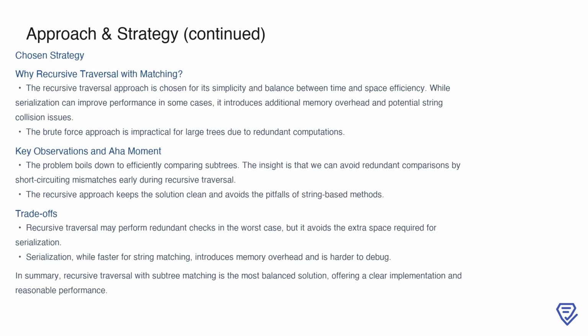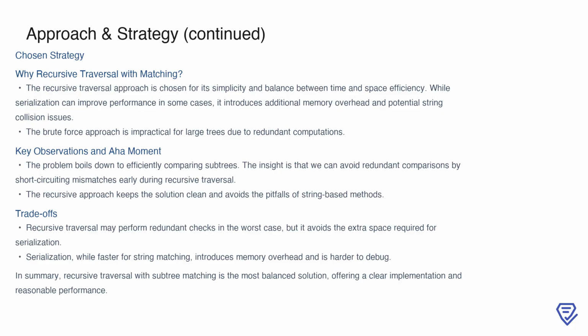After evaluating the various approaches, the recursive traversal with subtree matching emerges as the most balanced solution. It offers simplicity in implementation while maintaining reasonable efficiency in both time and space. Serialization, while faster in certain cases, introduces additional memory overhead and potential risks with string representation collisions, making it less robust. The brute force approach, on the other hand, is straightforward but highly inefficient for larger trees due to its redundant computations.